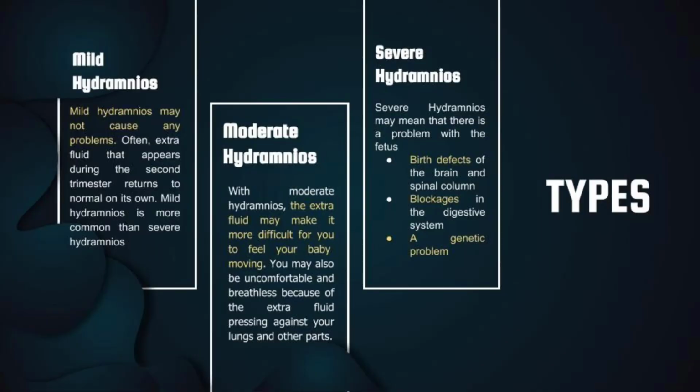So for the types of hydramnios, first is mild hydramnios. Mild hydramnios may not cause any problems. Often, extra fluid that appears during the second trimester returns to normal on its own. Mild hydramnios is more common than severe hydramnios. On the other hand, with moderate hydramnios, the extra fluid may make it more difficult for you to feel your baby moving. You may also be uncomfortable and breathe less because of the extra fluid pressing against your lungs and other parts.